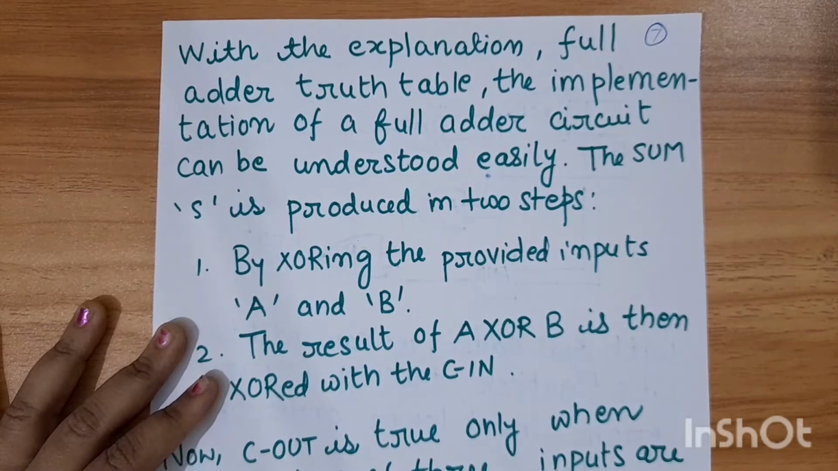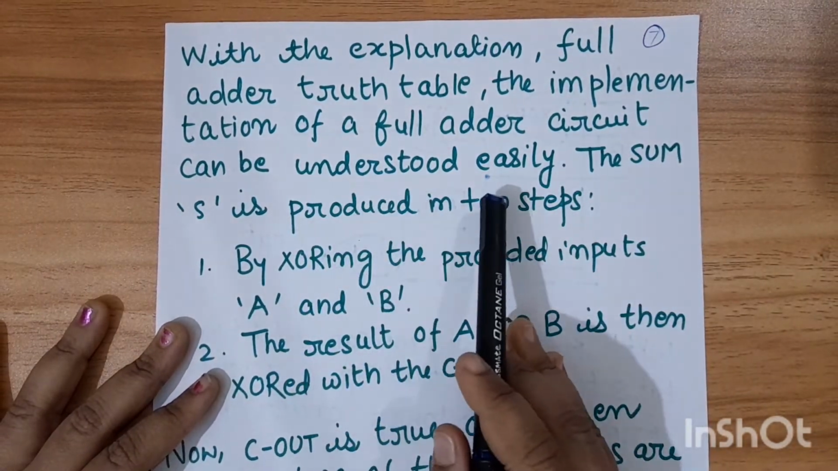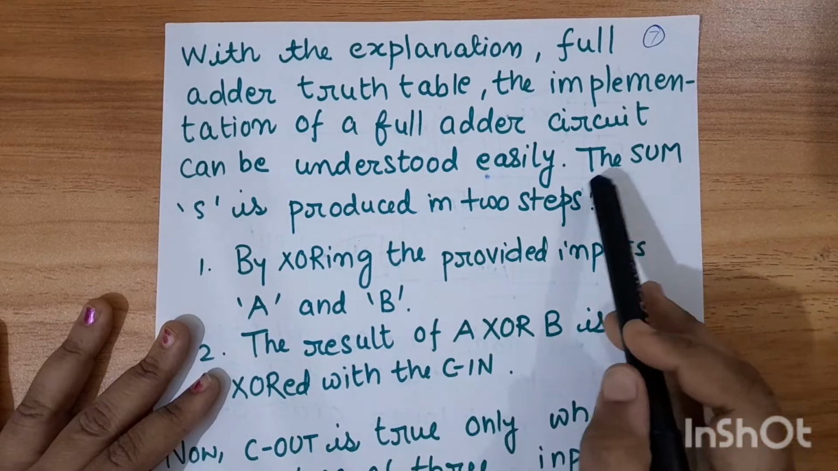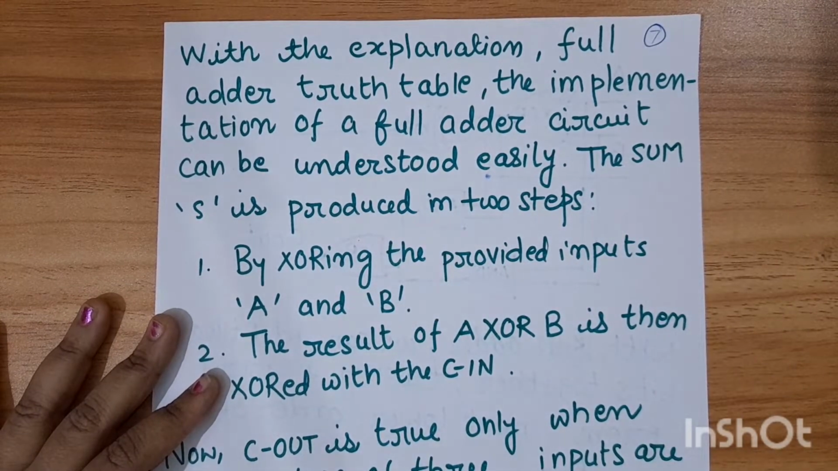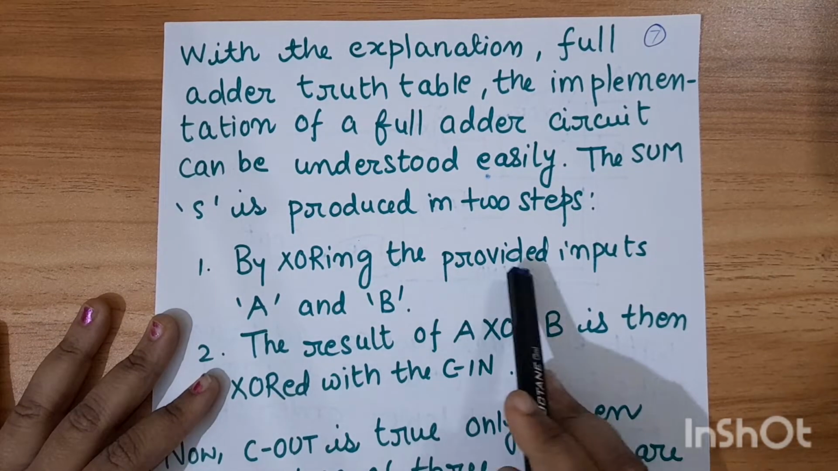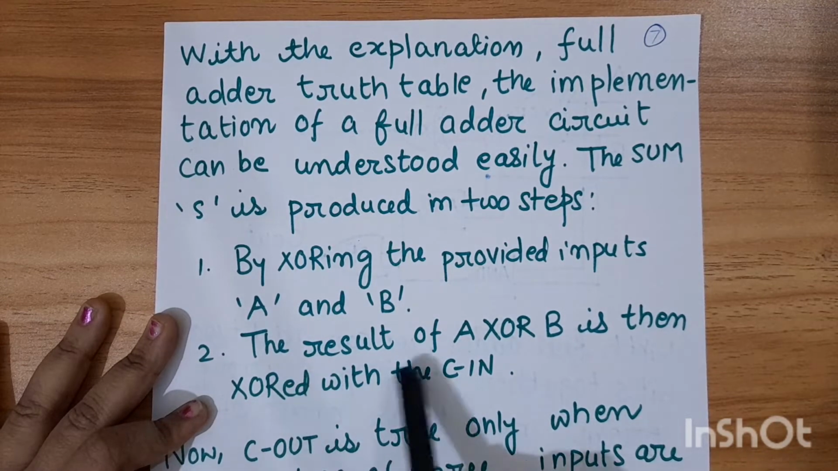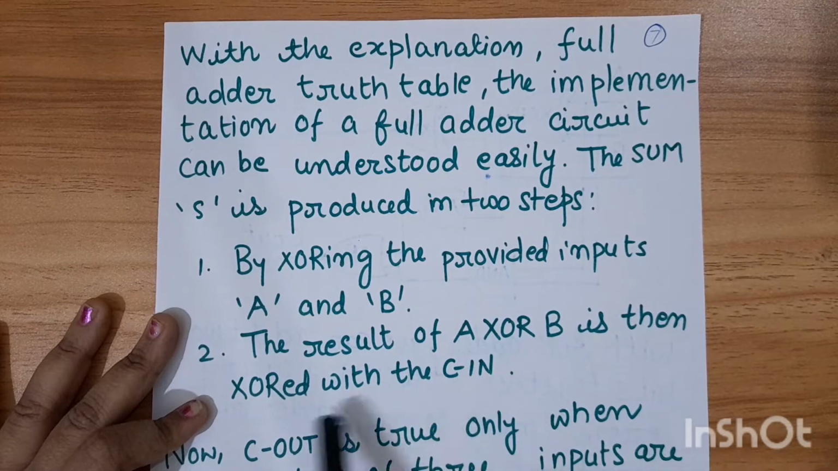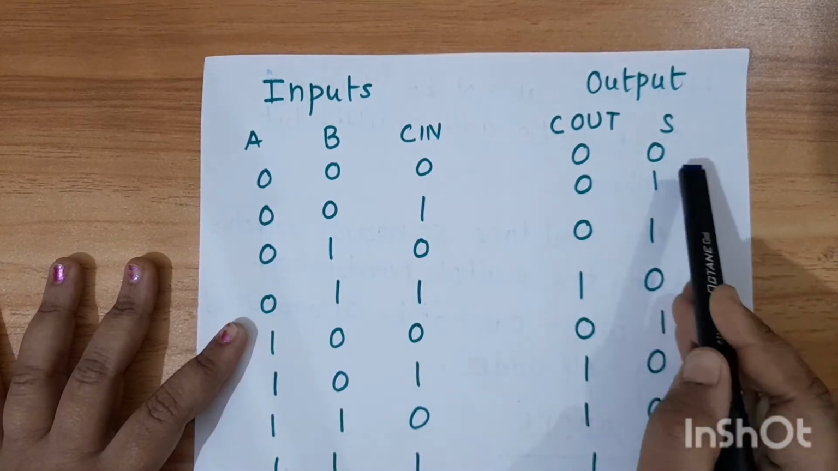Now, with the explanation of the full adder and the truth table, the implementation of the full adder circuit can be understood very easily. The sum is produced in two steps. First, by XORing the inputs A and B, and then the result of A XOR B is XORed with C in. We will see the sum by XORing all three bits.